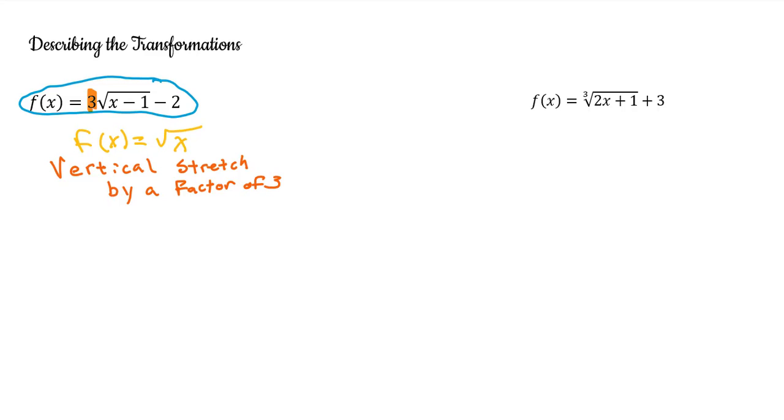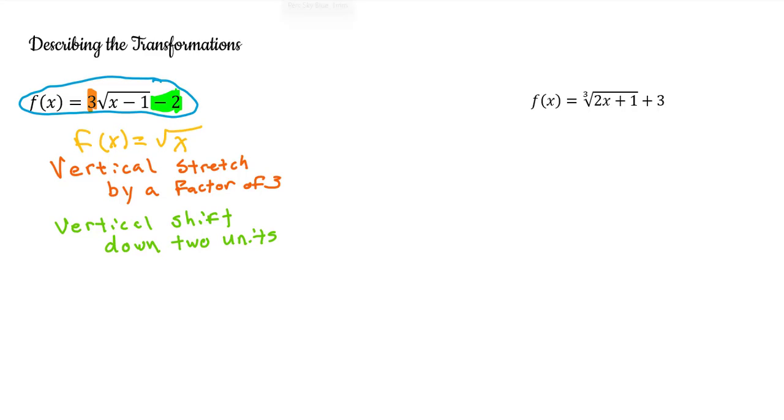Okay, looks good. The other vertical transformation we have is this -2 here. So we can say this is a vertical shift down 2 units. Okay, vertical shift down 2 units.